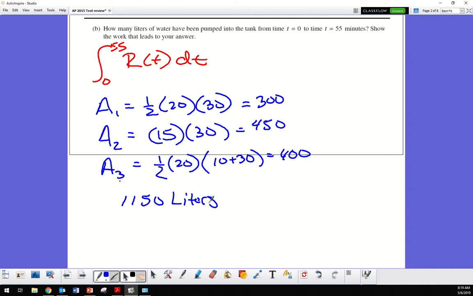All right, so this is another 2-part question. You get 1 point for the 1150 liters, and you get another point for A1, A2, and A3. So if you have all that set up, you have your integral. If you have your integral and this set up, then you get 1 more point. So it's 2 points total on that one.